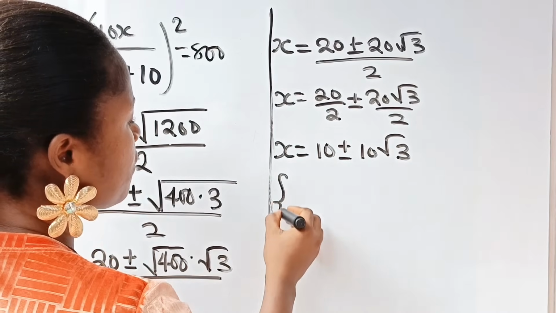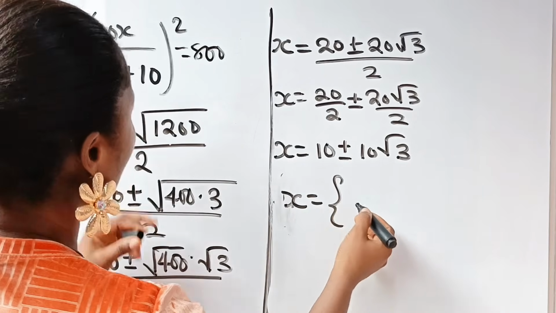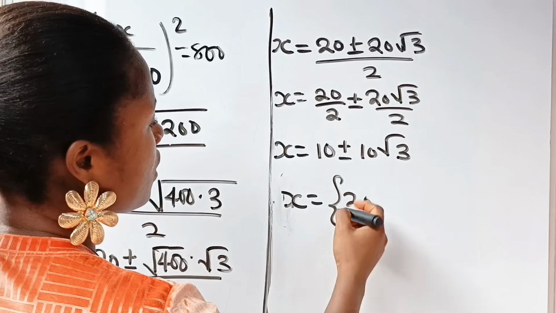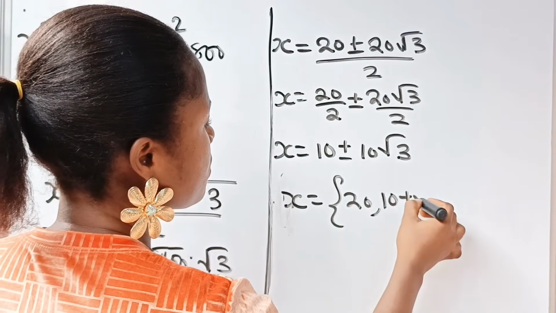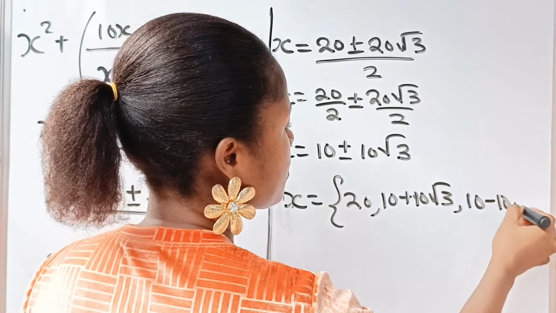So it means that the values of our x are: the first one we got is minus 20, the second one is 10 plus 10 root 3, and the third one is 10 minus 10 root 3.